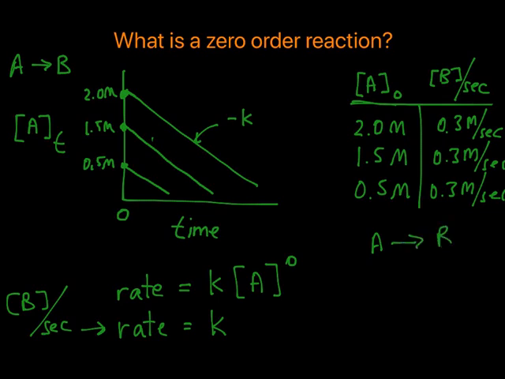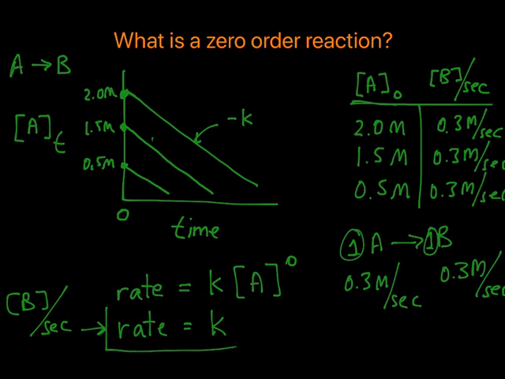Okay, since A is going to B, and we're producing B at 0.3 molar per second, and this is in a 1-to-1 ratio, and we're looking at the experiment, and we know it's zero order with respect to A, then we know that the consumption of A is also going at 0.3 molar per second because of this 1-to-1 relationship here. Okay, but they all have the same slope. But this is our rate law.